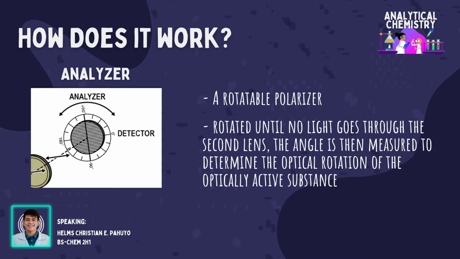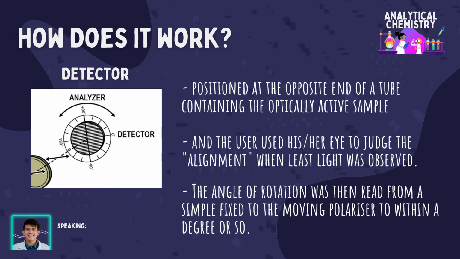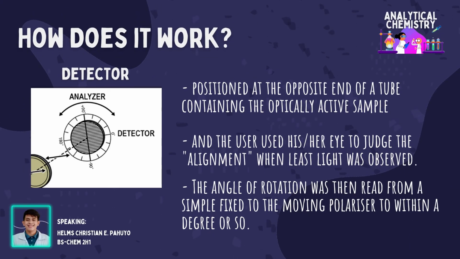Then, here comes the analyzer, a rotatable polarizer. It is rotated until no light goes through the second lens. The angle is then measured to determine the optical rotation of the optically active substance. The detector was positioned at the opposite end of a tube containing the optically active sample, and the user will use his or her eye to judge the alignment when least light was observed.